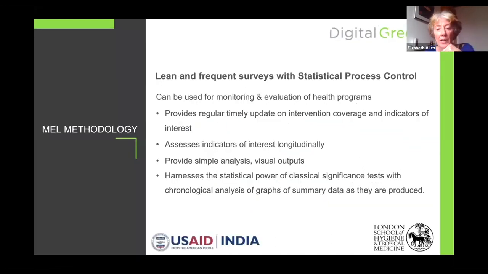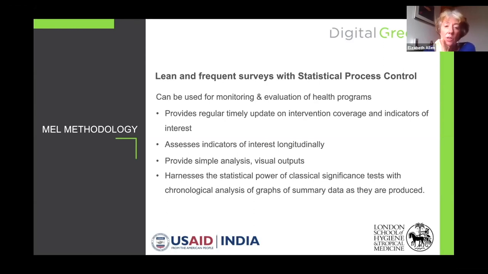So the approach that we have implemented as part of our program here is what we refer to as lean and frequent surveys. That means that instead of having a large survey done before a program's implemented and then another very large survey at the end without much knowledge of what's going on in the middle, we've done a series of much shorter surveys on a more regular basis. And we're trying to learn from those shorter surveys in the same way that we would learn from a before and after study. The statistical methodology that we've borrowed from in this evaluation is called statistical process control.